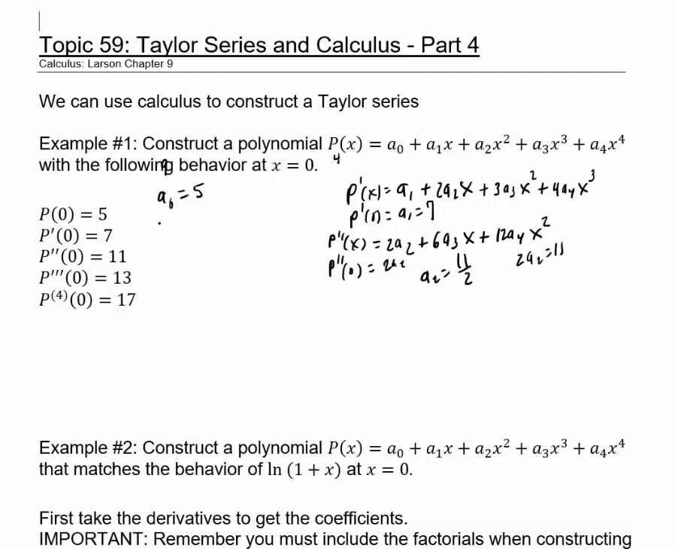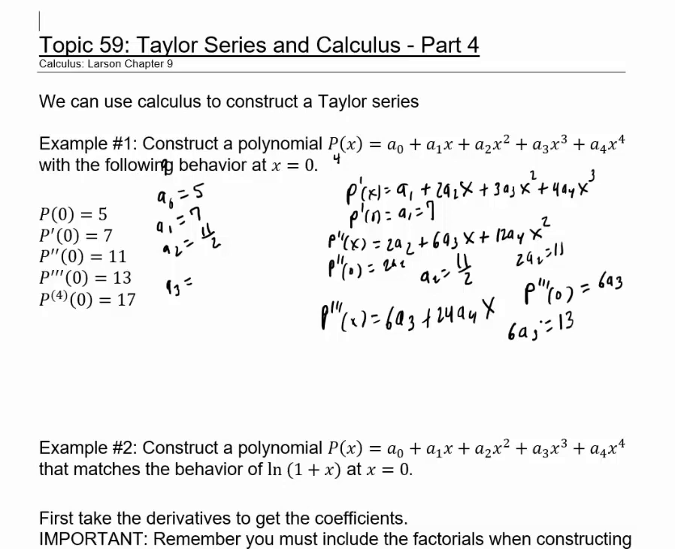And let's go ahead and put all these results over here. So this will be a1 equals 7. This will be a2 is equal to 11 over 2. a3 is equal to, okay, so now let's take the third derivative. The derivative of 2a2 is 0. The derivative of 6a3x is just 6a3. The derivative of this one will be plus 24a4x. And when I take the derivative at 0, this term will be 0. So that's just equal to 6a3. And they told me 6a3 is equal to, in this case, 13. So this would be 13 divided by 6.